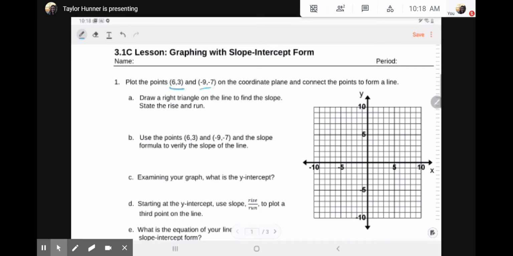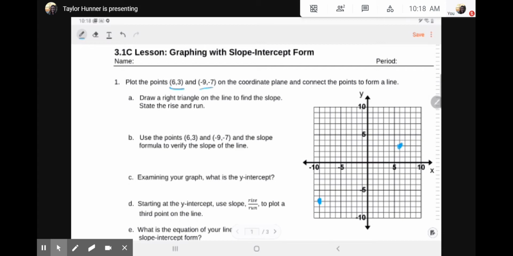So we're going to start by plotting the point (6, 3). Go right 6 and then up by 3. That's my point (6, 3) right there. And then (-9, -7). So now I go left to -9 and then down to -7 right here. And then it's asking me to form a line.